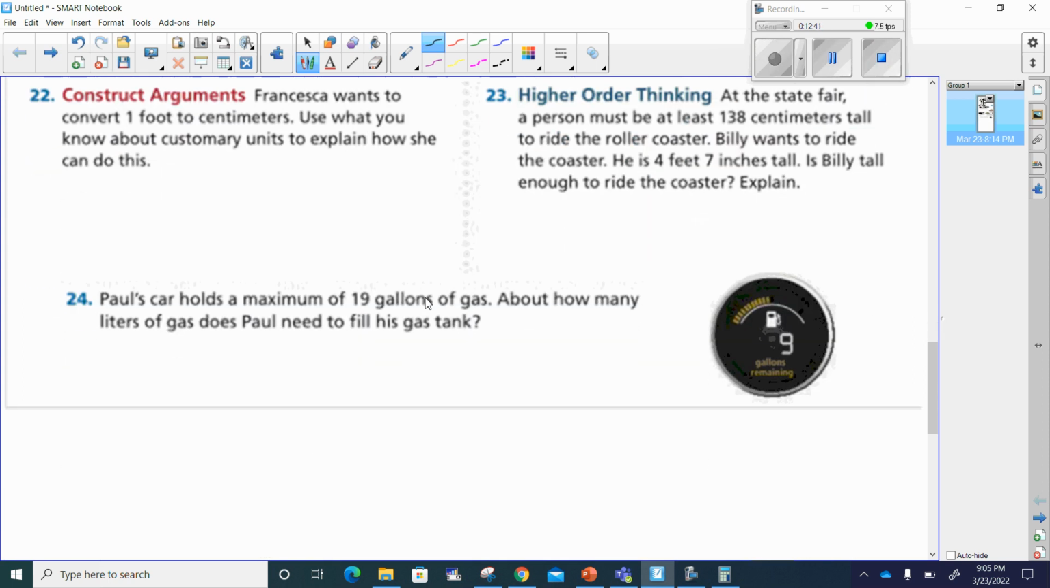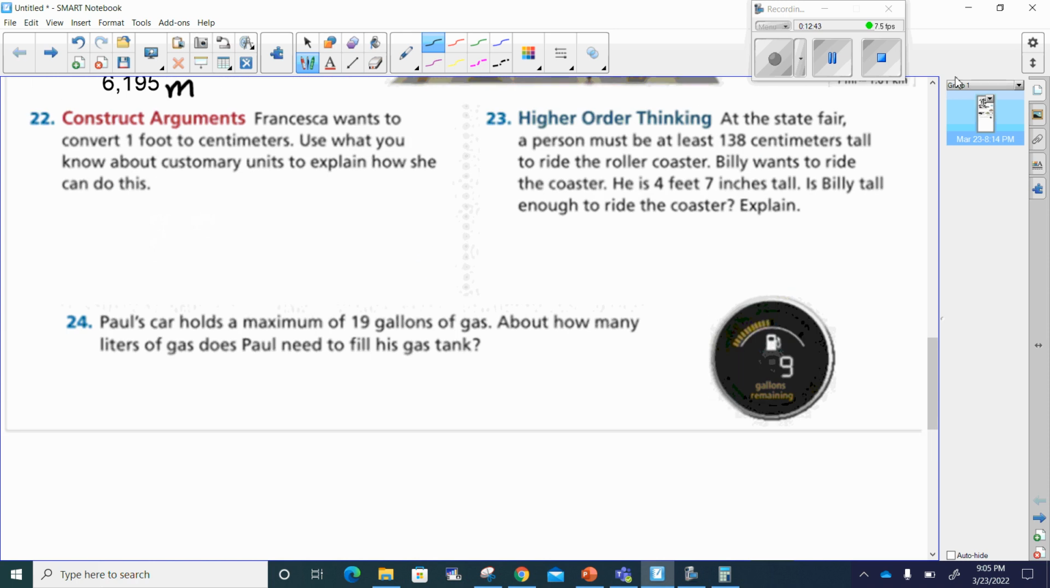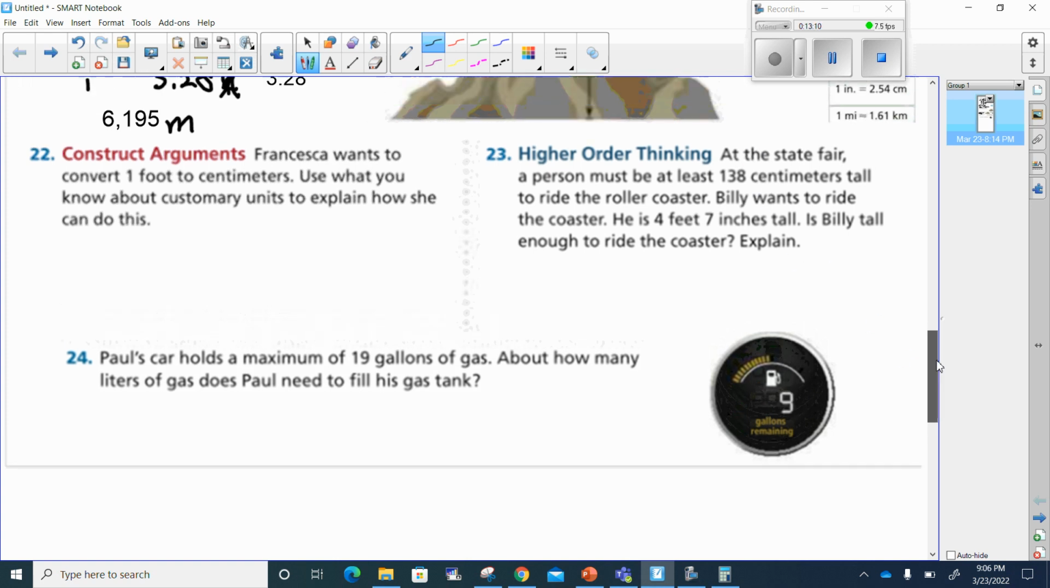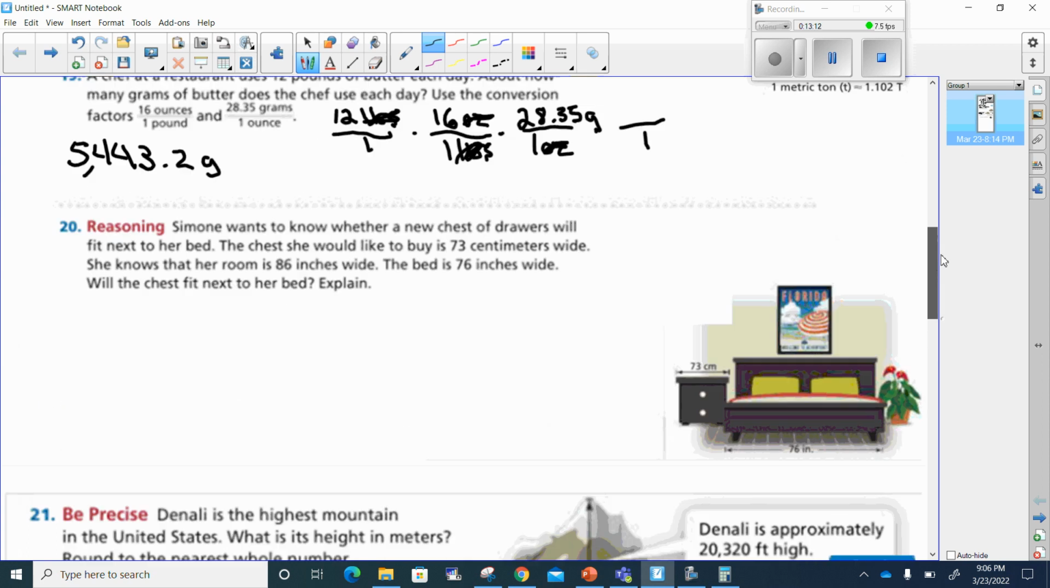Higher order thinking question. Looks like my last one for the night. At the state fair, a person must be at least 138 centimeters tall to ride the roller coaster. Billy wants to ride the coaster, but he's 4'7" tall. Is Billy tall enough to ride the coaster? Well, we're going to need something to convert feet and inches to centimeters. I'm just going to go centimeters to inches.